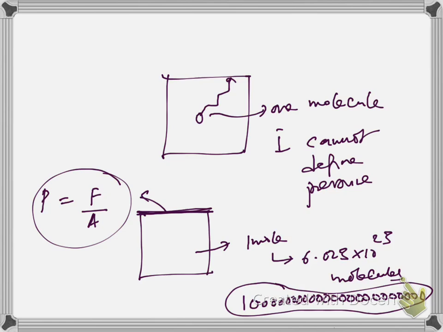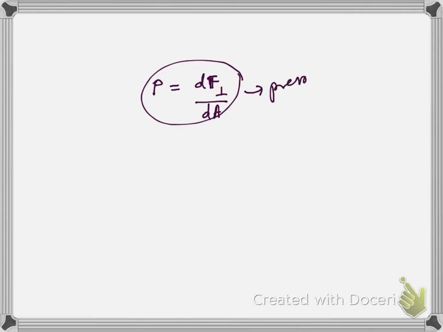To define pressure in a more rigorous way, I can even write pressure as dF perpendicular by dA, instead of writing F perpendicular by area. This definition is more precise because pressure may change from point to point. So this is a more precise definition.